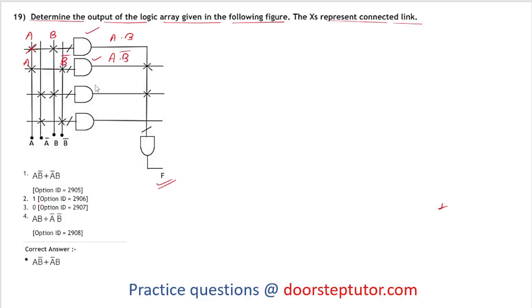Output of this AND gate will be, input is A bar and B, so output will be A bar into B. And input to this AND gate is A bar and B bar, so output will be A bar into B bar. Now these outputs are given to another AND gate, and this has a crosslink at these 2 points. So these are the inputs for this AND gate. So what will be output F? That will be the product of A dot B bar and A bar B.